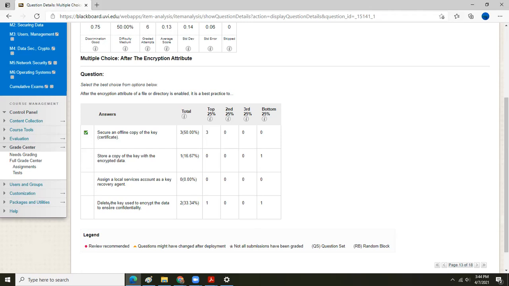Delete the key used to encrypt the data to ensure confidentiality. Well, if you do that, you'll ensure confidentiality, all right. No one will ever be able to read it again. It's not a best practice to delete the key you used to encrypt it with, because when you want to read it, you have to use the key to decrypt it. Does that make sense?